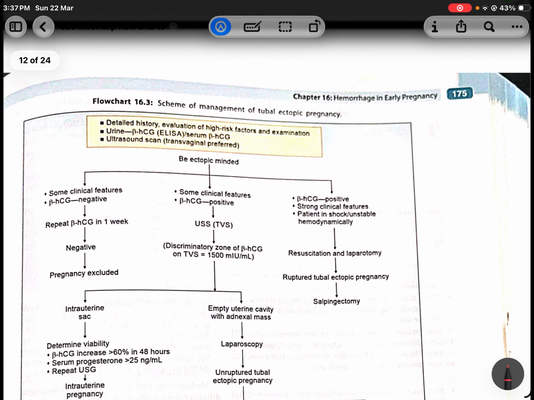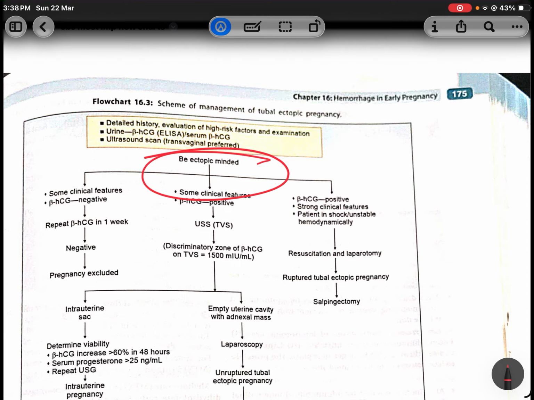Okay, then again, the schematic management of tubal ectopic pregnancy is something that has to be studied, and this has to be studied in conjunction with something called GTN. The important thing is why they have mentioned to be ectopic minded: if you lose the patient at that point of time, then you will not lose one patient, but you will lose two. Though ectopic pregnancies cannot be continued, you will also lose the mother, is what I mean to say.